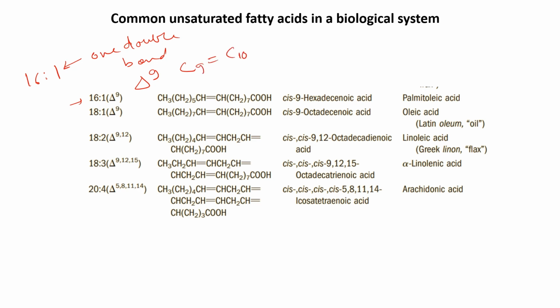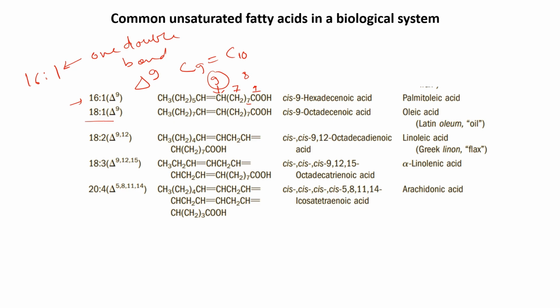Now let's check how it is. The first carbon is the carboxyl end. So this is the first carbon. Then after first carbon, here 7 is written. So that means total of 7 carbons are present here. So 7 plus 1, 8. So this CH is the ninth carbon. That's why it is written delta 9. Between carbon number 9 and 10, double bond is present.